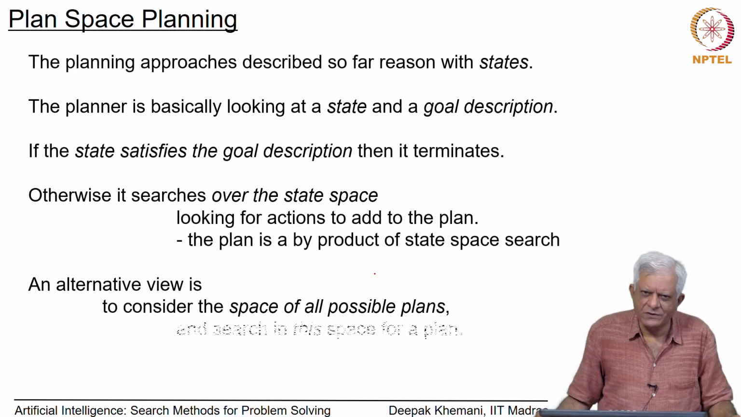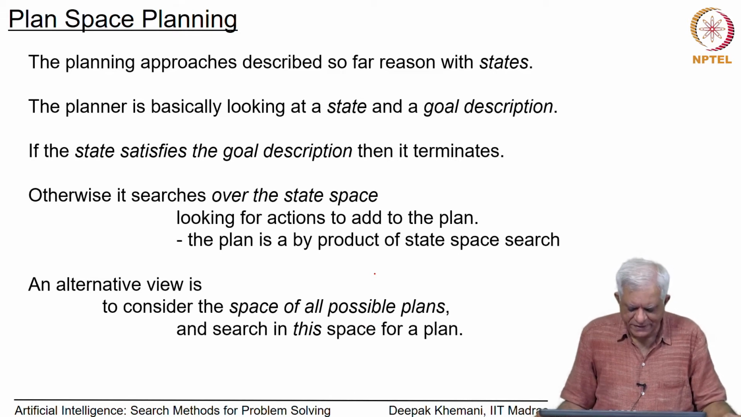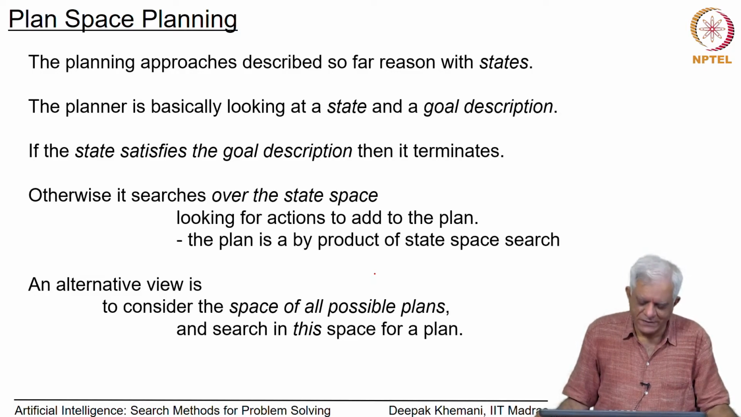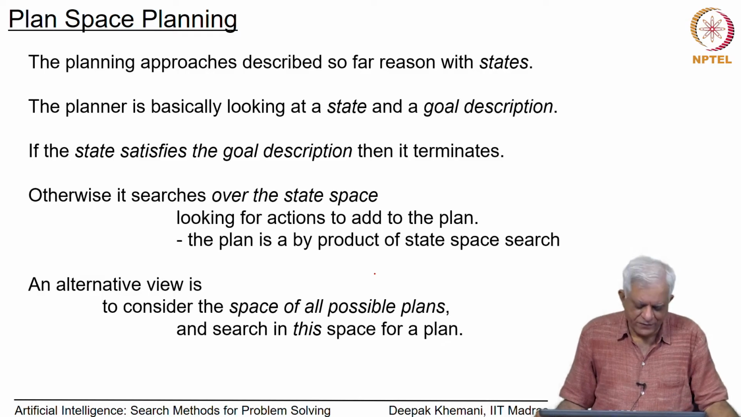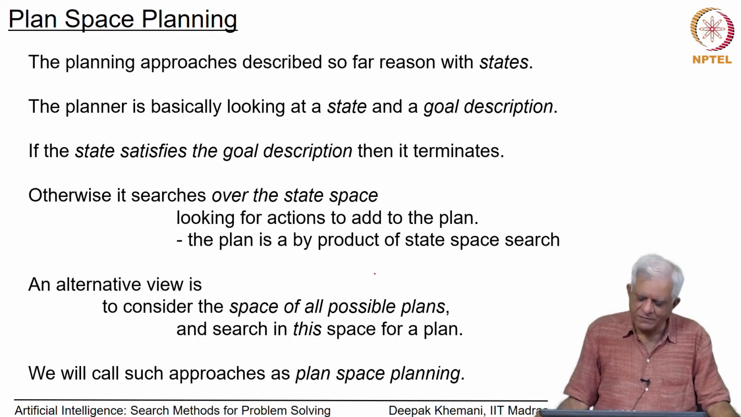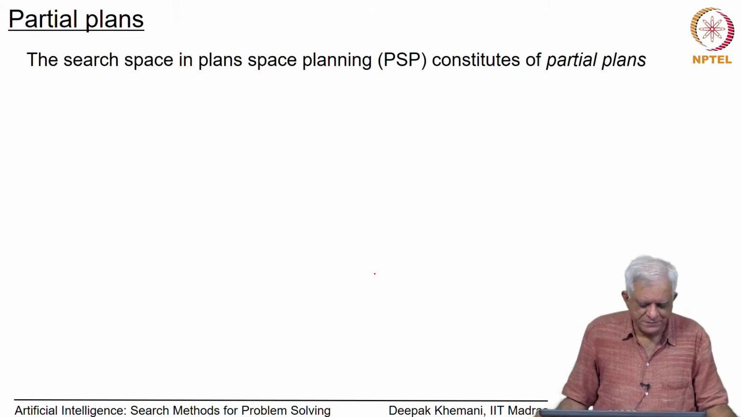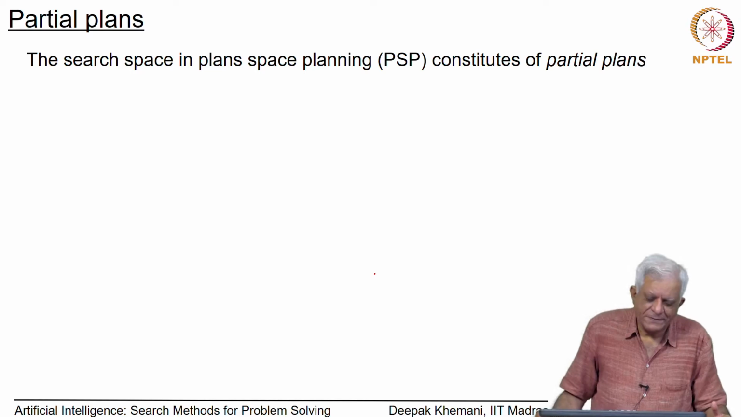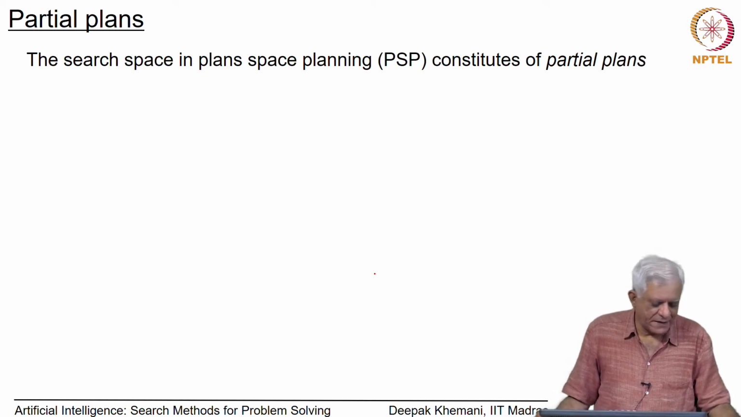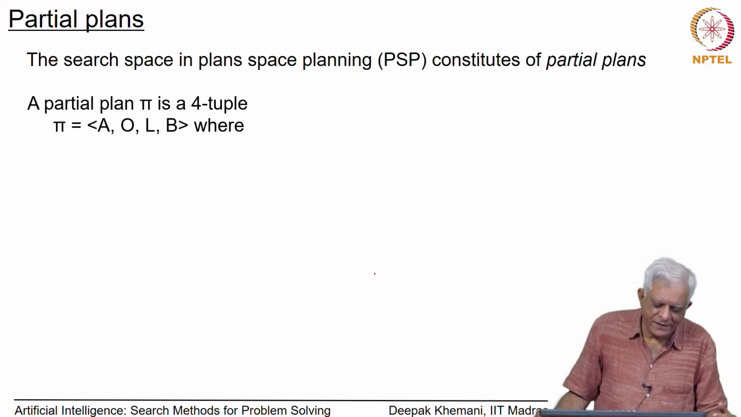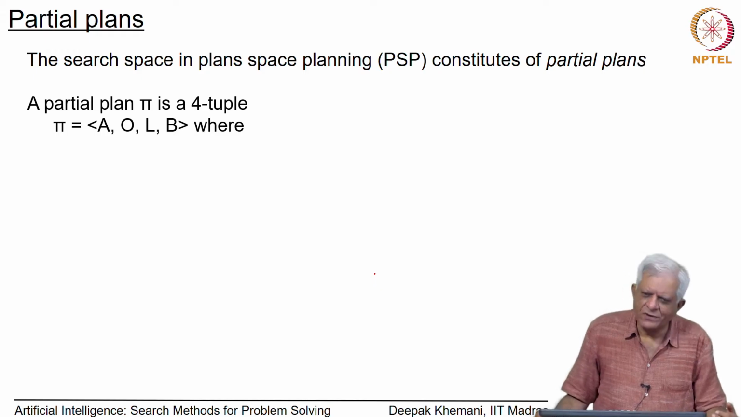The alternate view that we want to look at now is: why not search in the space of all possible plans, and see if that gives us more flexibility in terms of the kind of plans that we can discover. We will call this approach plan space planning, and let us start off by describing it first. The search space in plan space planning consists of what I call partial plans. A partial plan is a well defined structure, and it has importance of its own in plan space planning. In fact, we only talk about partial plans in plan space planning, we never talk of states at all.